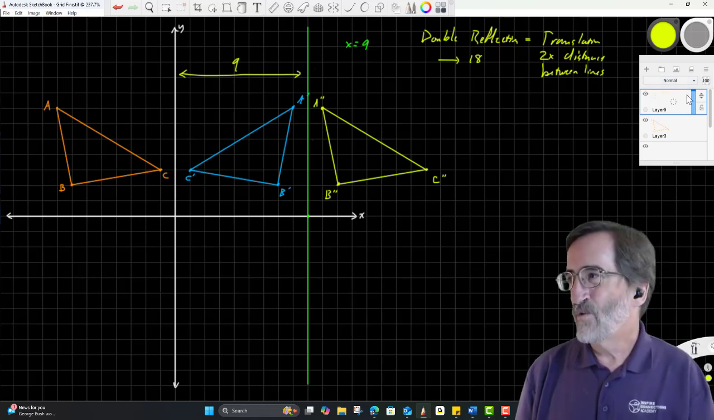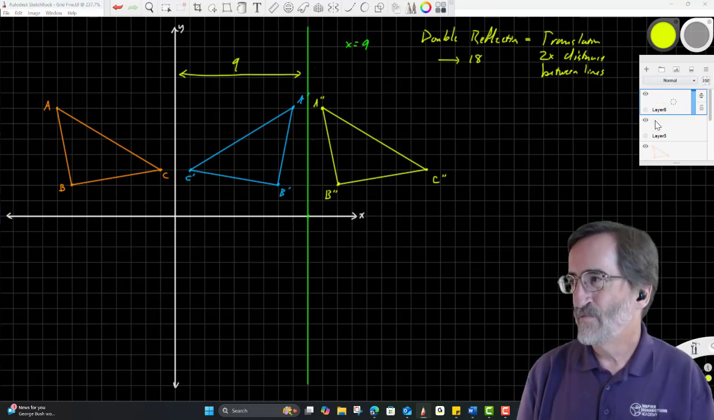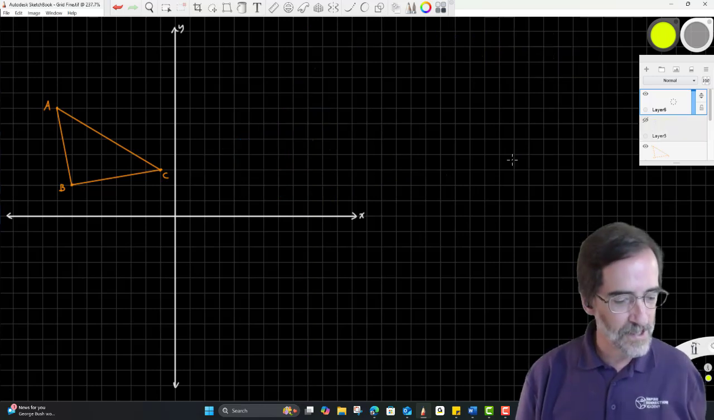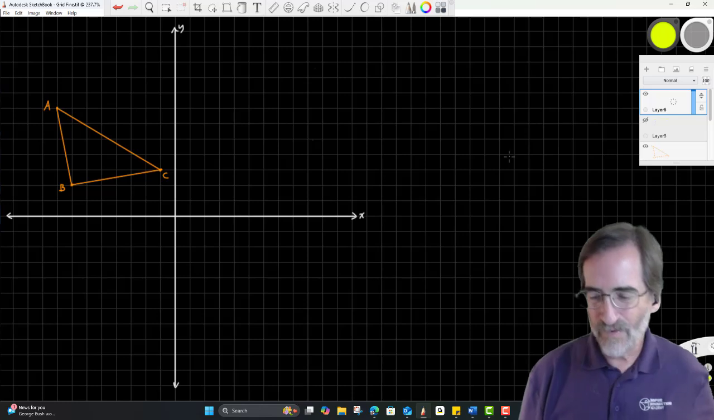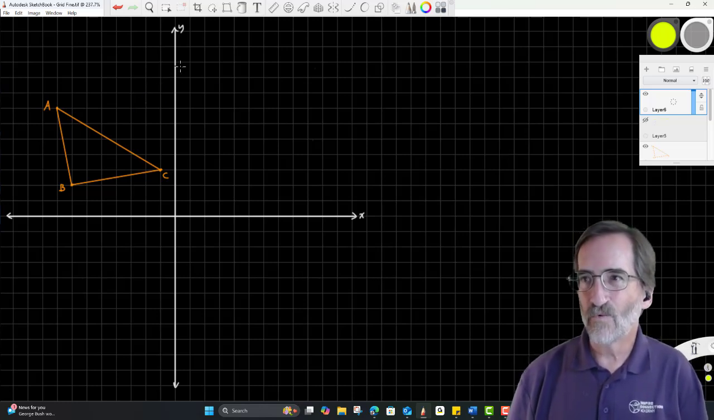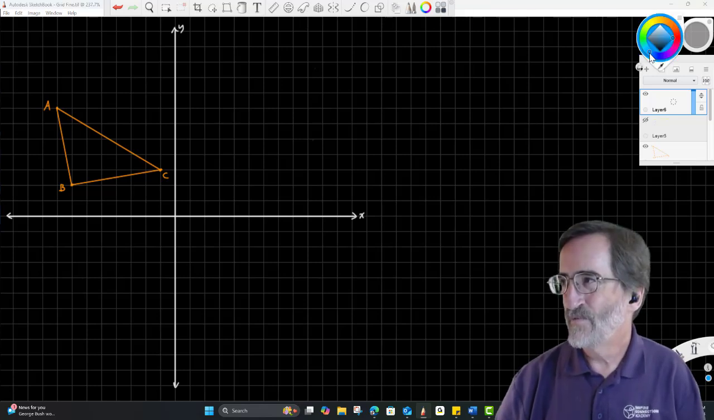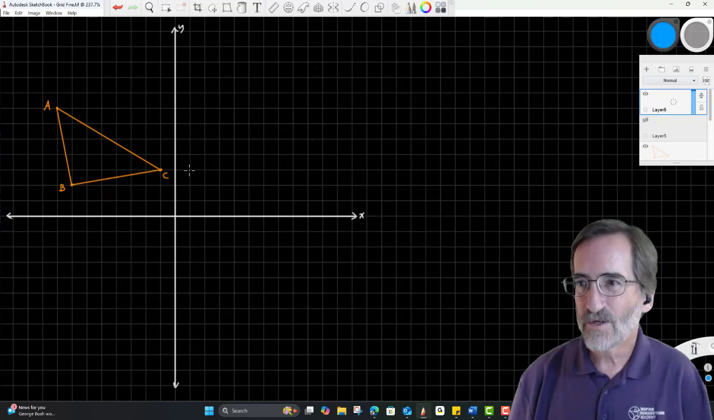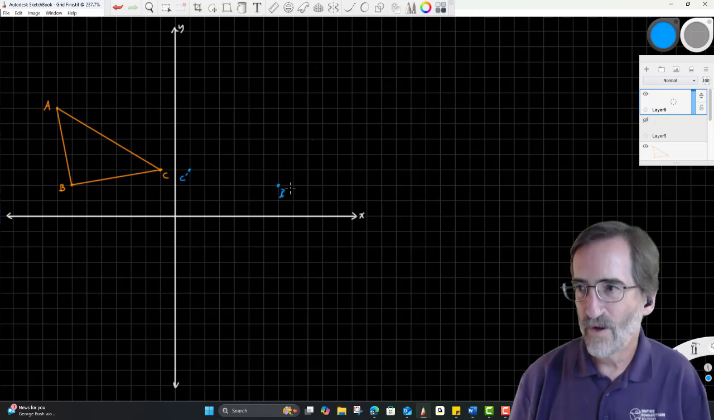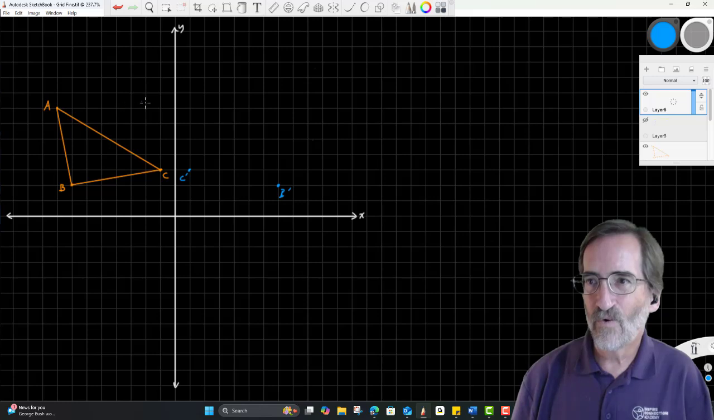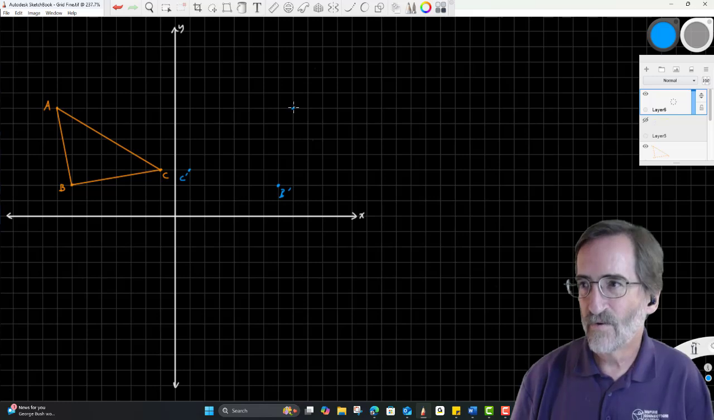All right, now I want to look at another compound transformation, and that is a double reflection over perpendicular lines. So I'm going to reflect over the y-axis, then I'm going to reflect over the x-axis. So let's reflect over the y-axis here. So y-axis reflection, 1 to the right, C prime. 2, 4, 6, 7 to the left, so 2, 4, 6, 7 to the right, B prime. 2, 4, 6, 8 to the left, so 2, 4, 6, 8 to the right, A prime.